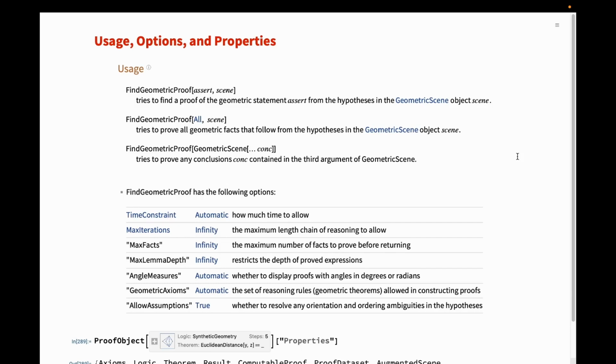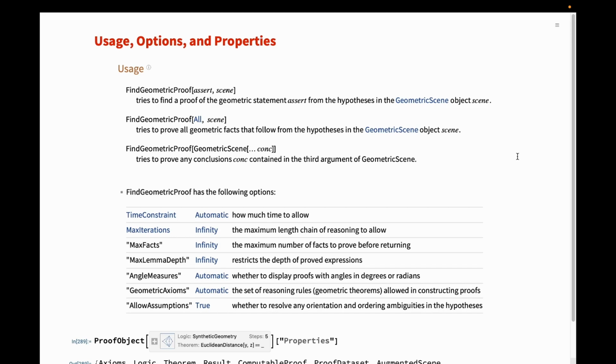Alternatively, you can use the all keyword in the first argument, and that just tells it to produce as many facts as it can from the geometric scene, which could be quite a lot, as you can imagine, depending on how complicated the scene is. It can also, given just a geometric scene, try to prove the conclusions, which are that third argument of the geometric scene, that optional third argument.